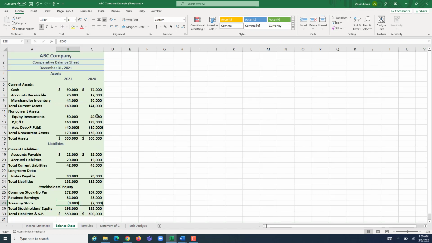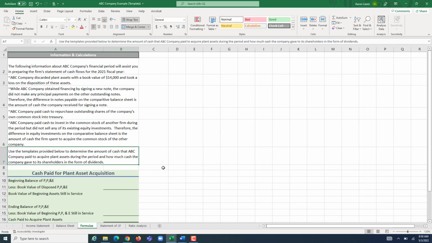So we go there. When we find equity investments, it was $40,000. It went up to $50,000. If they didn't sell any existing stock, which they did not, that means that they had to have paid $10,000 in cash to buy that additional $10,000 of equity investments.